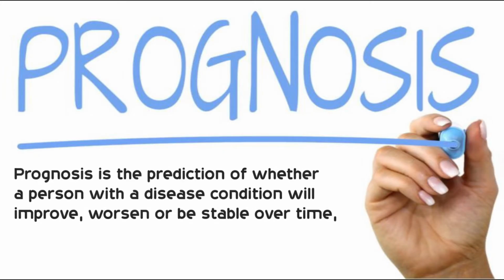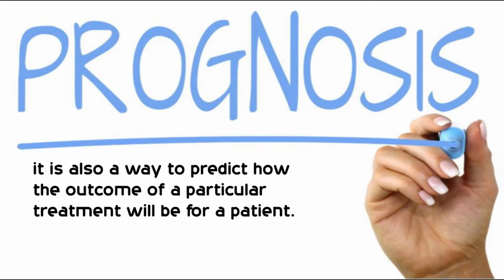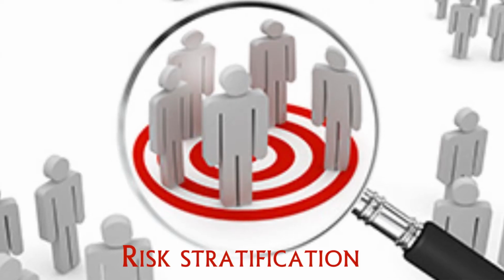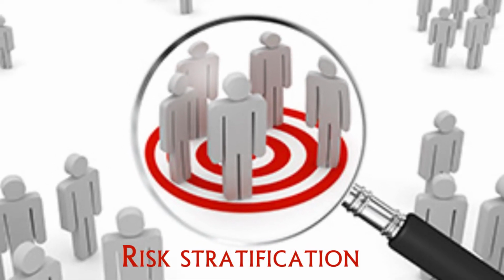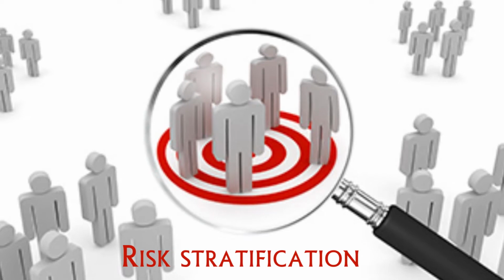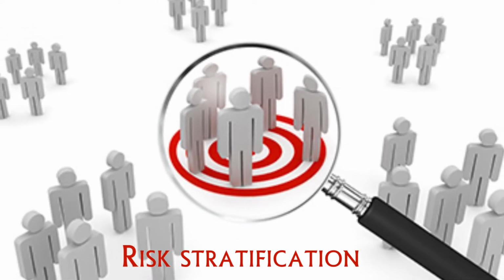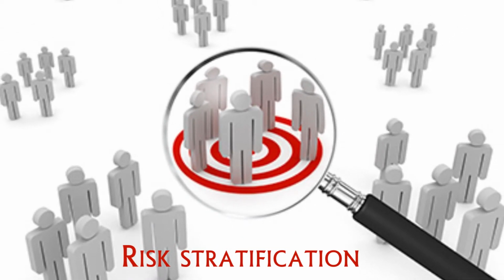Prognosis. Prognosis is the prediction of whether a person with a disease condition will improve, worsen, or be stable over time. It is also a way to predict how the outcome of a particular treatment will be for a patient. Risk stratification, on the other hand, is a process of assessing whether a person or a population is at risk of suffering a particular disease condition due to risk factors like genetic, environmental, nutritional, or metabolic factors.